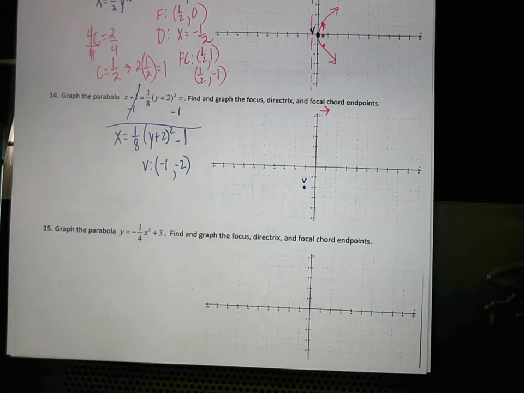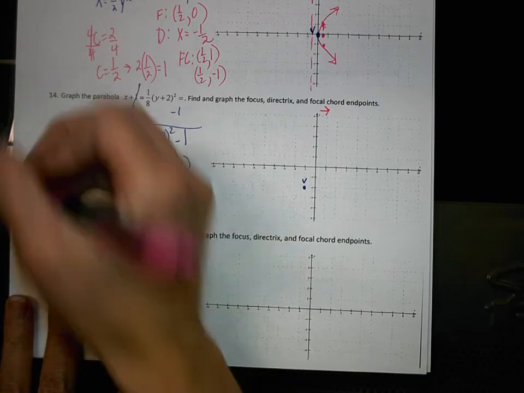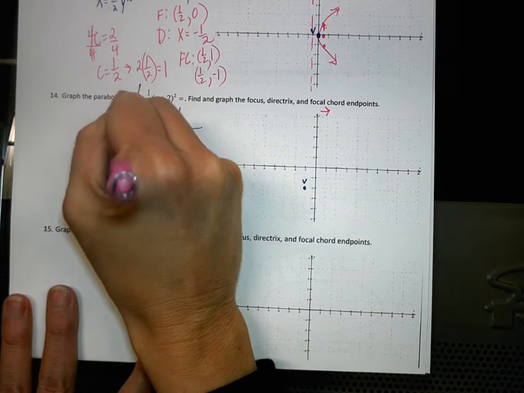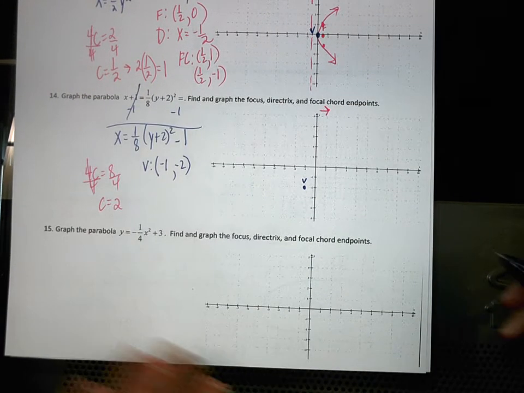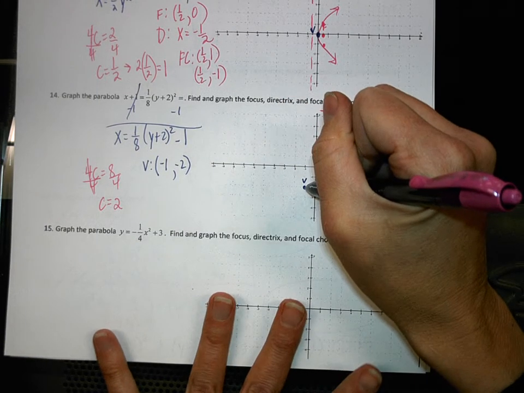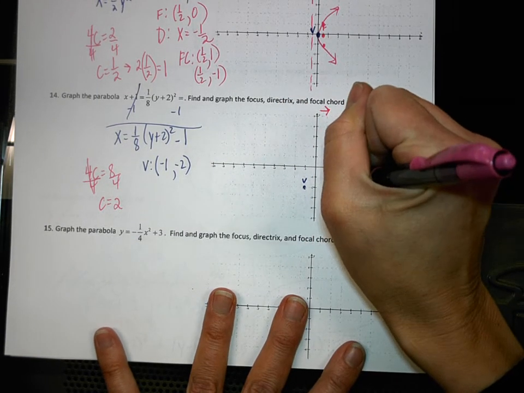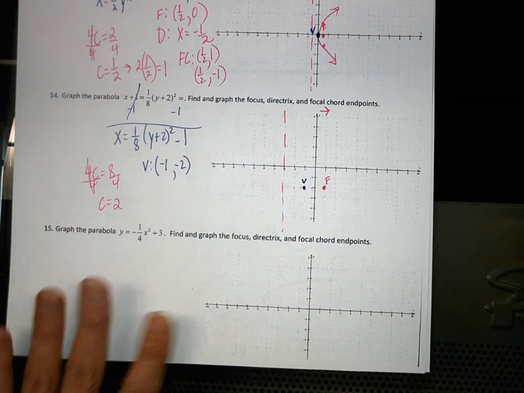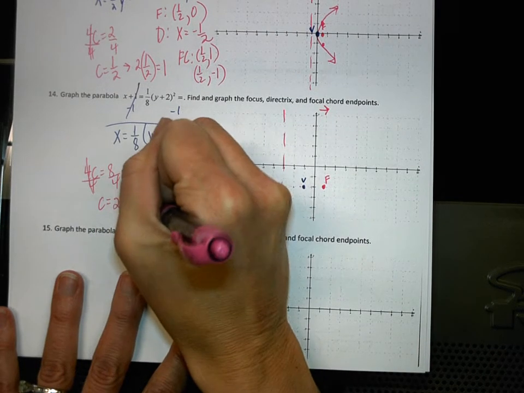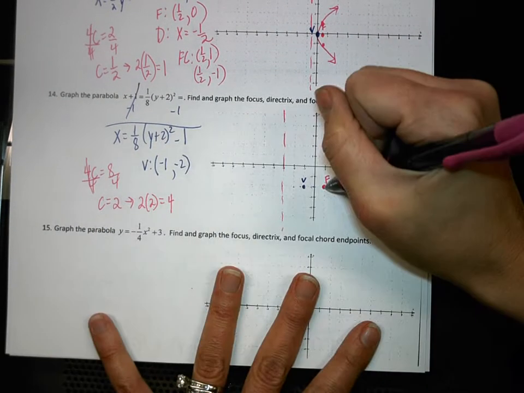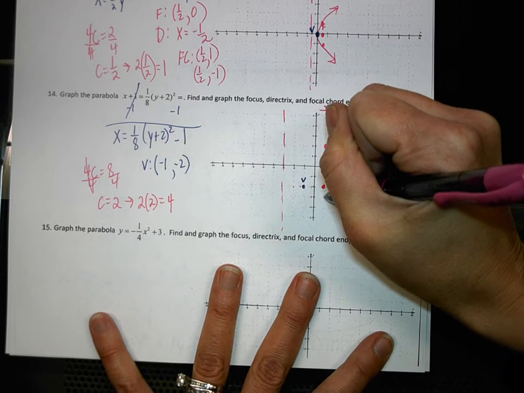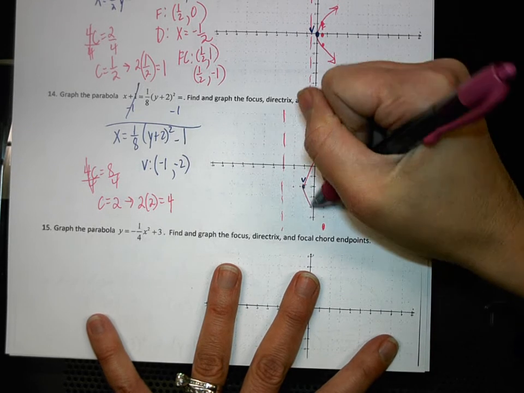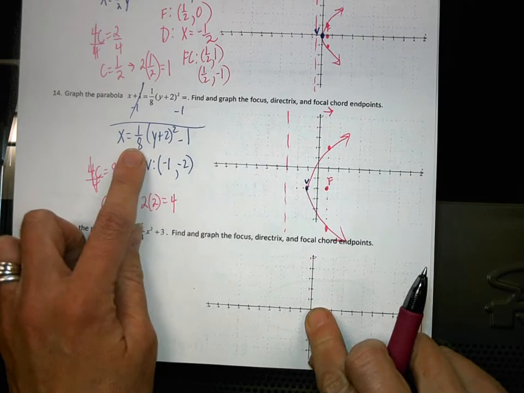To know how far we go for our focus and our directrix, we write 4c equals the reciprocal of 1/8, which is 8. We divide by 4 on both sides, and we get that c equals 2. My focus is always on the inside of my curve, so I go right 2, and that's my focus. Left 2 is my directrix. My focal chord endpoints are always this value doubled, so 2 times 2 equals 4. So I'm going right 4 and left 4, and then we can draw our curves. Also, we know this total length equals the reciprocal value, which is 8.